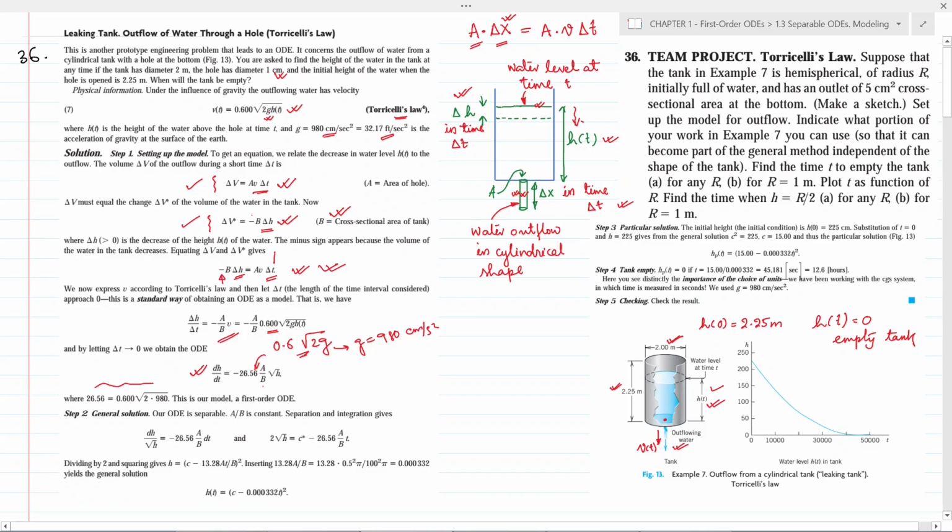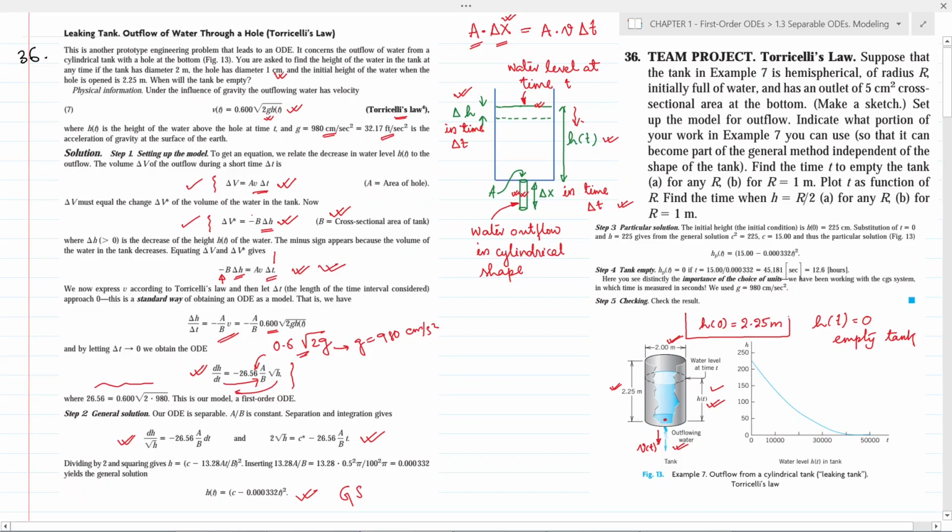And here A, as we had discussed earlier, is the area of the hole, and B is the cross section of the tank. Now we see that this is a separable equation, so we can take H to the left hand side and dt to the right hand side, and we can write this as dH by square root of H equal to minus 26.56 A by B dt. And if we solve this equation, we get this one, and after rearranging we get this equation, that is H of t equal to C minus 0.000332 t whole square.